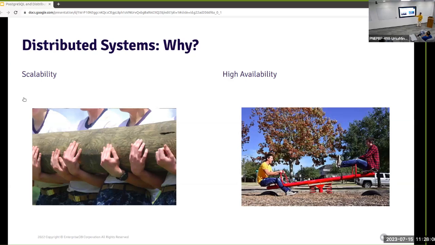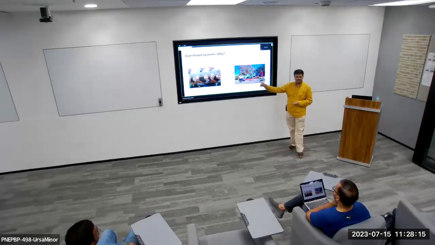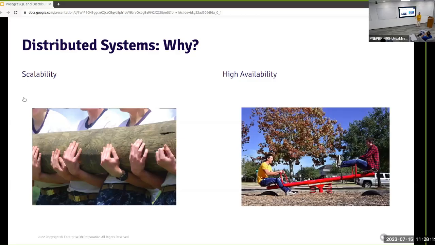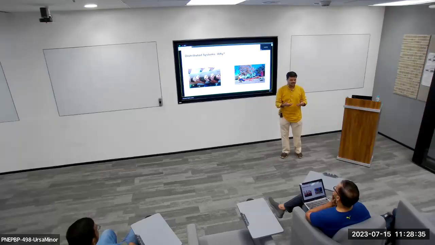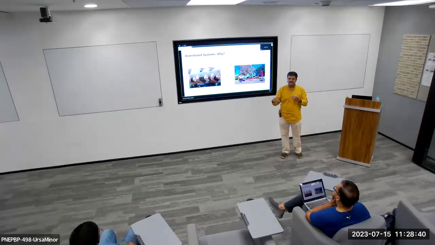And second thing is we want these systems to be highly available. Now, back in those days, nobody really thought about high availability as an aspect of distributed systems. But if you look at this picture, it's basically one log of wood that cannot be carried by a single person. That's what today's systems are. Put whatever amount of computing resources in one single server, it's not capable of handling the entire load end to end.